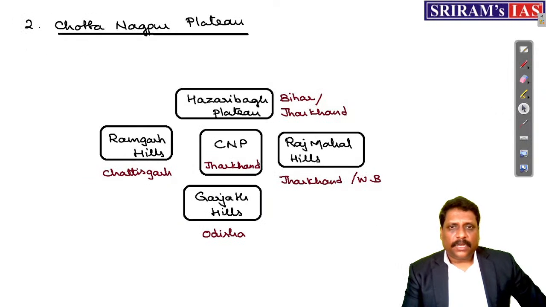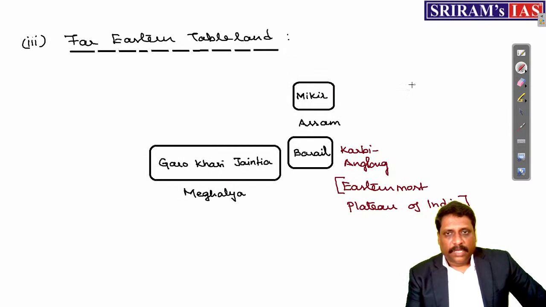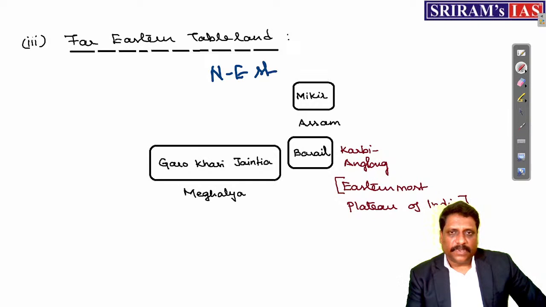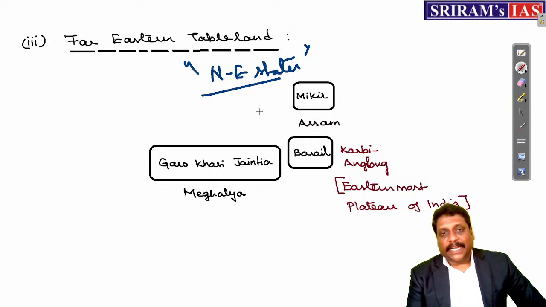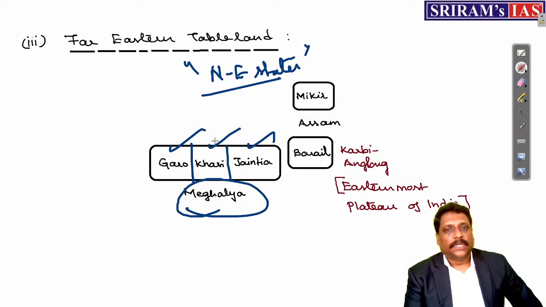Right, my dear friends. Fine. Now moving further, far eastern tableland. When we talk about this far eastern tableland, my dear friends, all the plateau sections that you have in northeastern states, we call them as what? Far eastern tableland. Northeastern states. In that way, entire Meghalaya is a plateau. Entire Meghalaya, three prominent plateau sections we have: Garo, Khasi, and Jaintia. Garo, Khasi, and Jaintia. Okay. So these are three very important plateau sections of Meghalaya, and entire Meghalaya is a plateau.